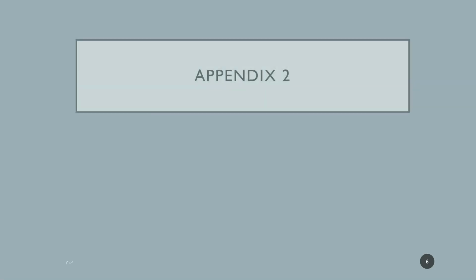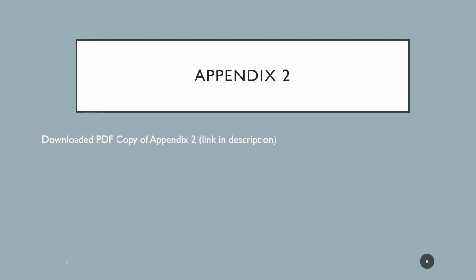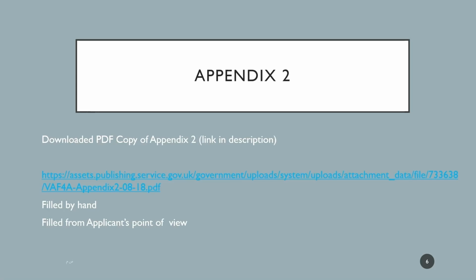After filling the online application form, the next step is to fill Appendix 2. The difference between the online application form and Appendix 2 is that the online application form is filled and submitted online, while Appendix 2 can be downloaded from the link below. Once it's downloaded, it needs to be printed and filled by hand. It also needs to be filled from the applicant's point of view. Now I will take you through how I filled my Appendix 2.